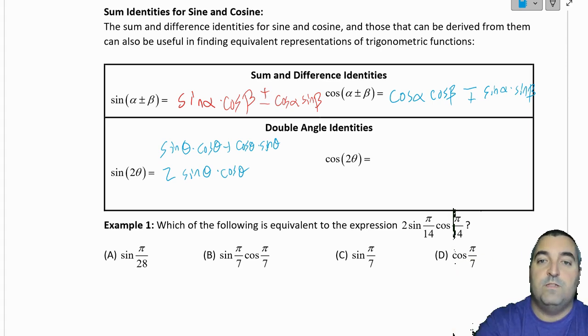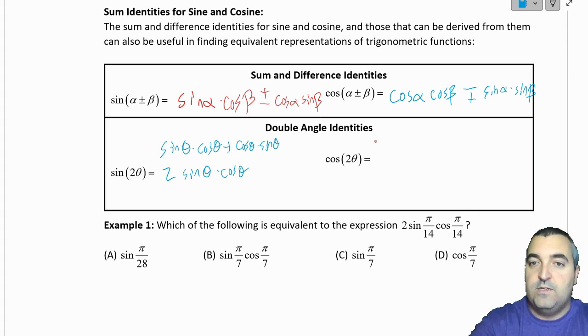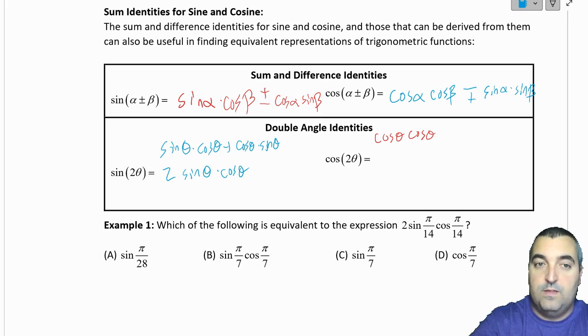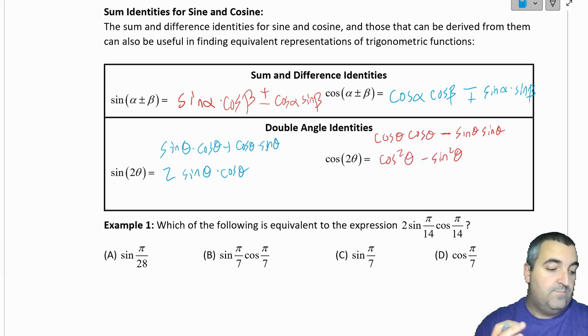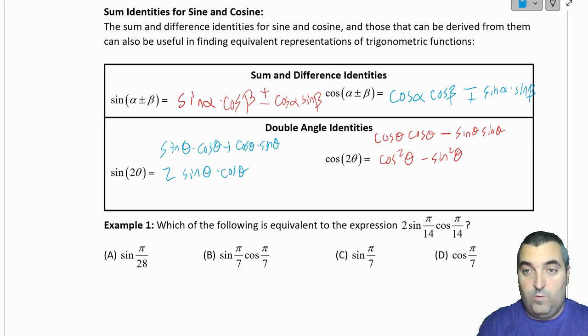If you want the cosine double angle, it's the same idea. You say cosine theta times cosine theta minus, because we're adding the same thing this time, sine theta sine theta. So this really simplifies to cosine squared theta minus sine squared theta. And that is 100% correct.